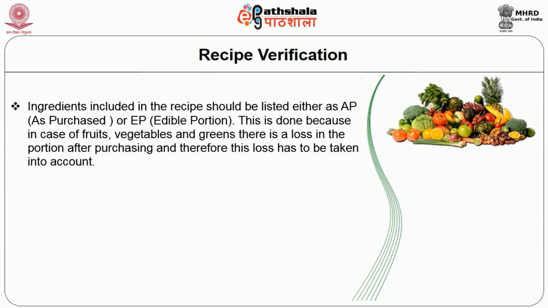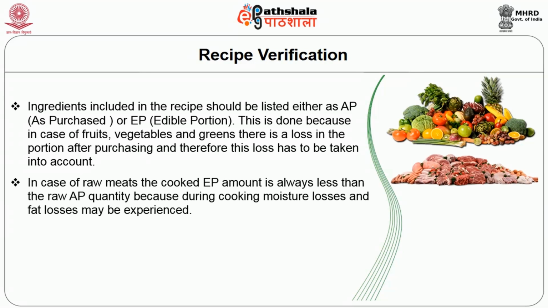Ingredients included in the recipe should be listed either as AP, as purchased, or EP, edible portion. This is done because in case of fruits and vegetables and greens, there is a loss in the portion after purchasing, and therefore this loss has to be taken into account.